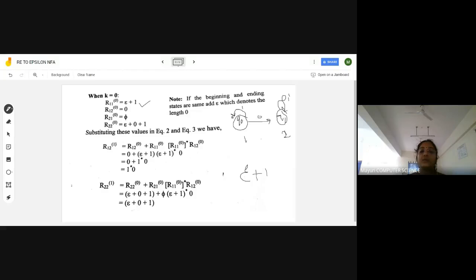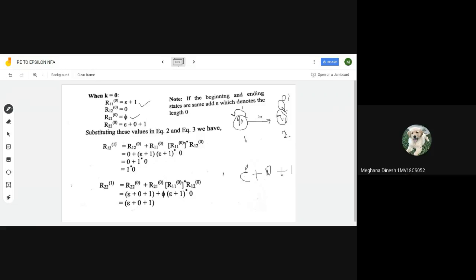1 to 2. Input is 0. 2 to 1. Do you have a path from 2 to 1? No path. How do you have to represent it? Phi. 2 to 2: 2 inputs, 1 is 0, 1 more is 1. How do I write? Epsilon plus 0 plus 1. Any doubts till now? No, ma'am.